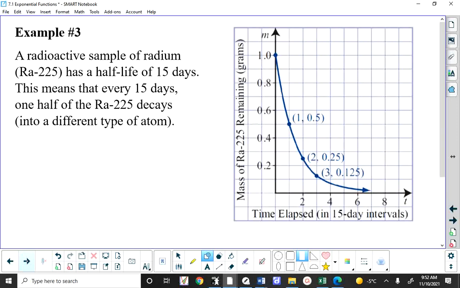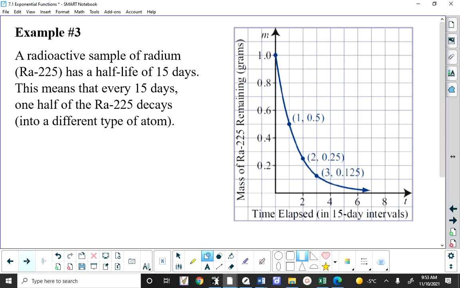A radioactive sample of radium. Radium-225 is an isotope. I mean, you've all taken Science 10. You understand a little bit about chemistry. Different atoms have different isotopes. So when you look at radium on the periodic table, radium is defined by having, and I've got to find it, it doesn't matter, I'm not teaching a science class here, but radium is defined by having 88 protons in the nucleus.